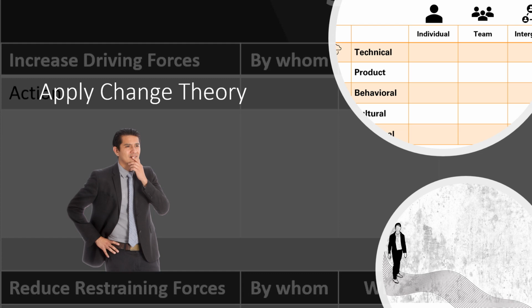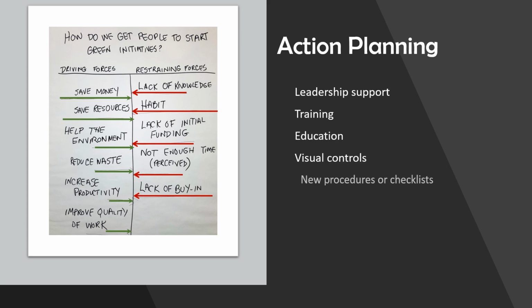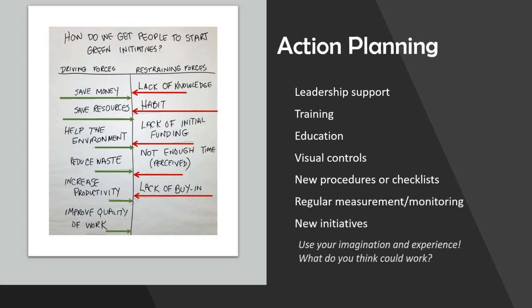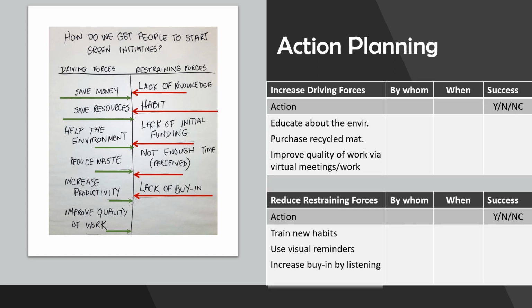Next, apply the organizational or behavioral change theory to increase the smallest driving forces and reduce the largest restraining forces. Some of the suggestions for strengthening driving forces and reducing restraining forces will be easy, tangible steps. Most will involve education, training, and persuasion. What do you think would work in your organization? Record the possible actions addressing each force. This will become the basis for your action plan.